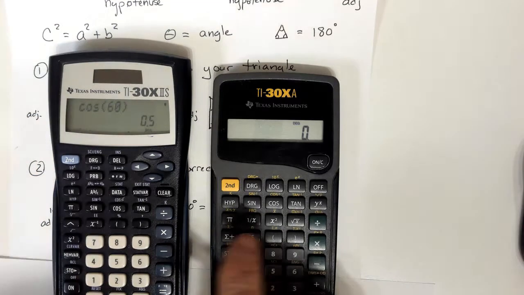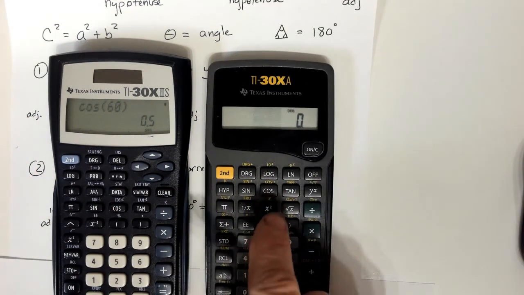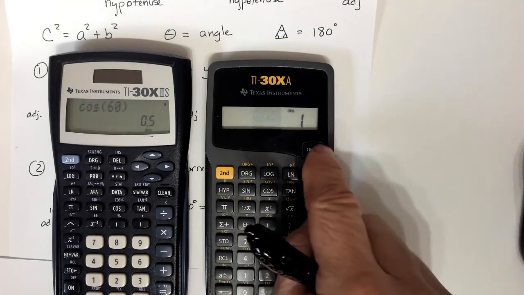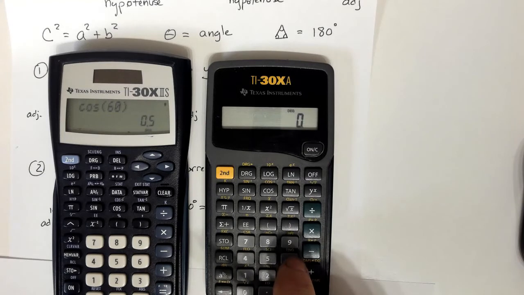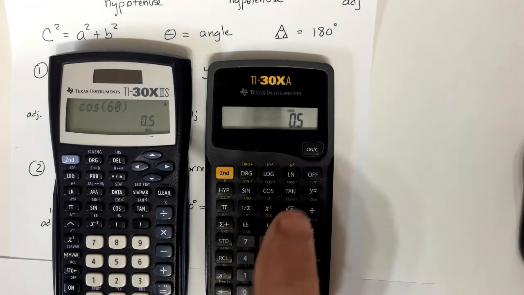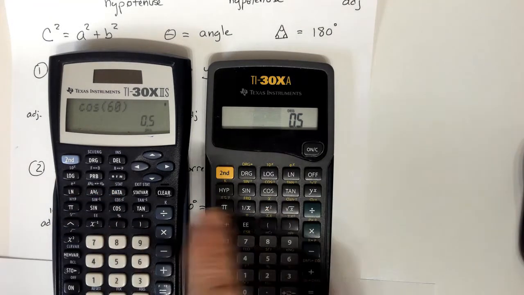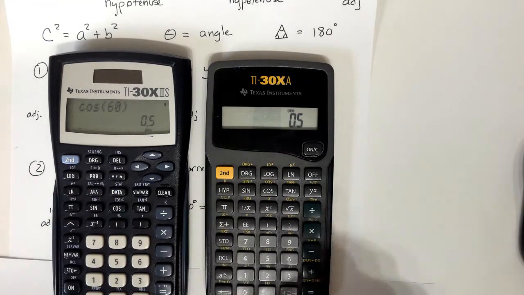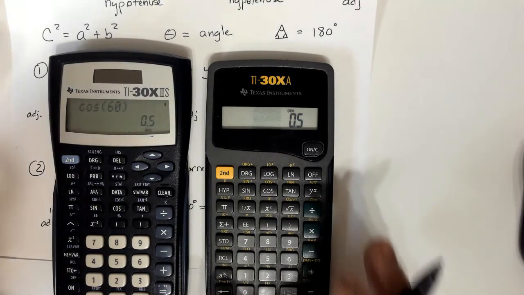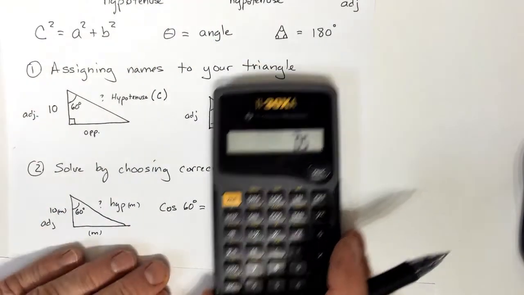This one does not have as many steps. This one, if I push cosine first, it takes the cosine of the number, which is 1, but I want the cosine of 60. So in this calculator, I have to push 60 and then push cosine, and it immediately gives me the answer. So these two calculators work differently. So be careful, know your calculator and how it works, okay? So I know the answer is 0.5. So that's what you want to do.